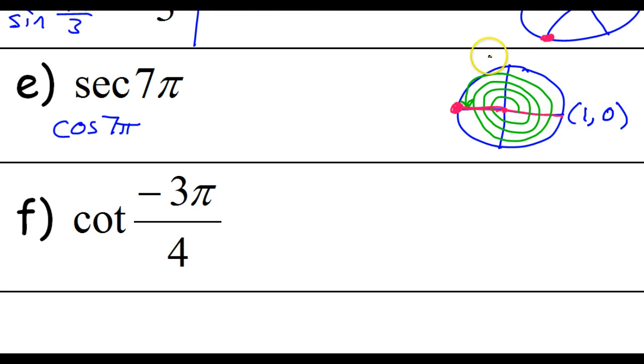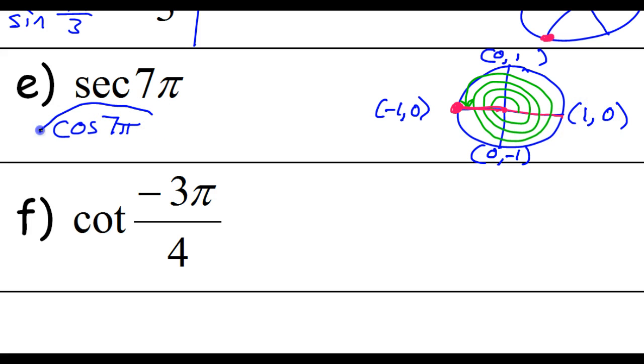Over 1, up nothing. What is it up here at the top? 0, 1. On the left? Negative 1, 0. And on the bottom? 0, negative 1. All right? These are what you use when you're on the x or y axis. You use the coordinates themselves. Remember, every point is a cosine, comma sine.